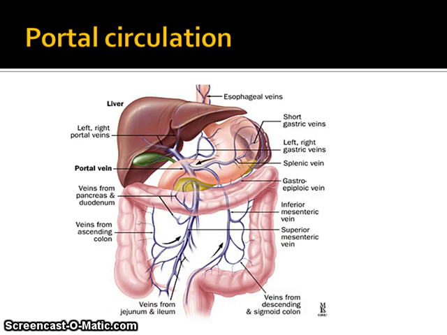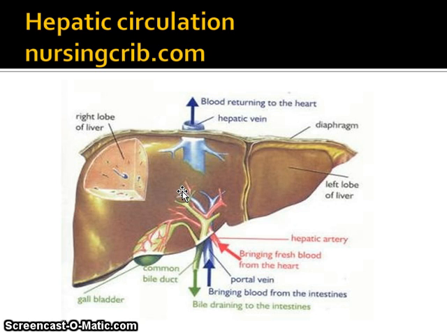Next up, we're looking at portal circulation. So when we're talking about portal circulation, we're talking about the blood vessels and supply of blood flow to the liver and the surrounding adjacent abdominal organs.